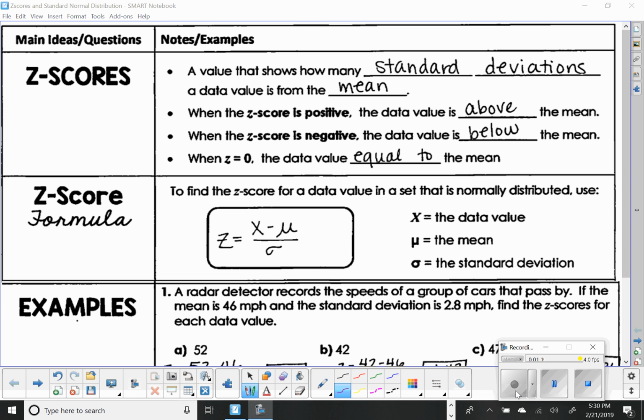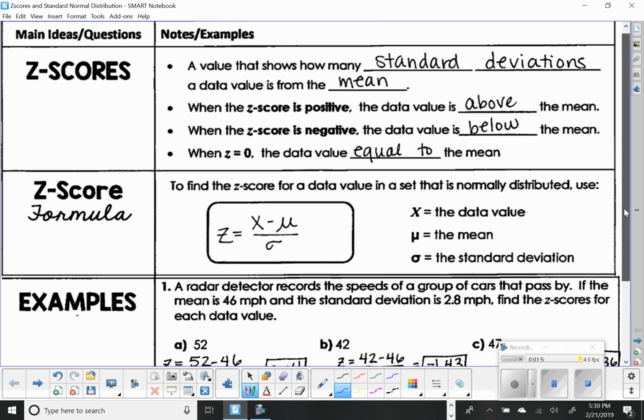When the z-score is positive, the data value is above the mean. When the z-score is negative, the data value is below the mean. This information is right there, and there are notes that you should be filling in. When z is equal to 0, the data value is equal to the mean. Reason being, here's the z-score formula: z is equal to x, which is your data value, minus mu, which is the mean, divided by the standard deviation. Now, do you have to memorize this formula? No. It will be on your formula sheet, so don't worry about memorizing it, but you do have to know what each item means.